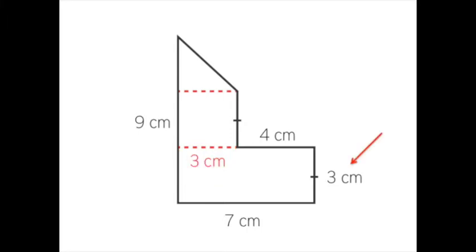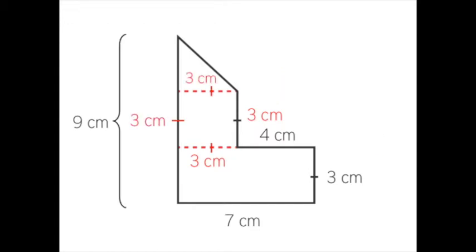We know this side, marked with a tick, must also be equal to this side because it is also marked with a tick. After calculating both those missing dimensions, we can determine that our middle shape is actually a square. We know this side here is 3 centimeters, therefore this side here must also be 3 centimeters.